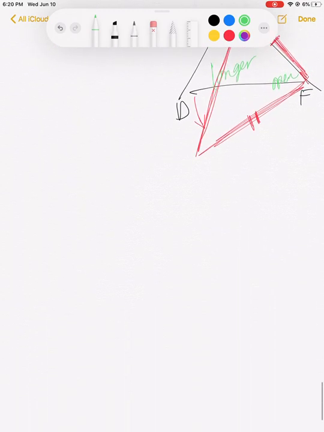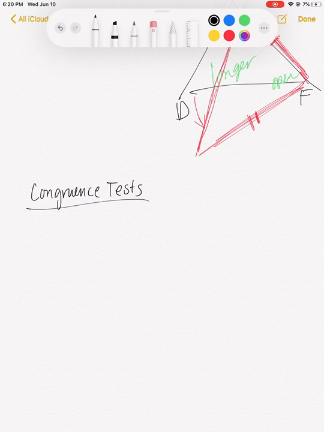All right. We've done a lot of thinking about congruence tests. What is the overall takeaway? The only congruence tests that worked were from three correspondences. So those are the only ones that we need to worry about.